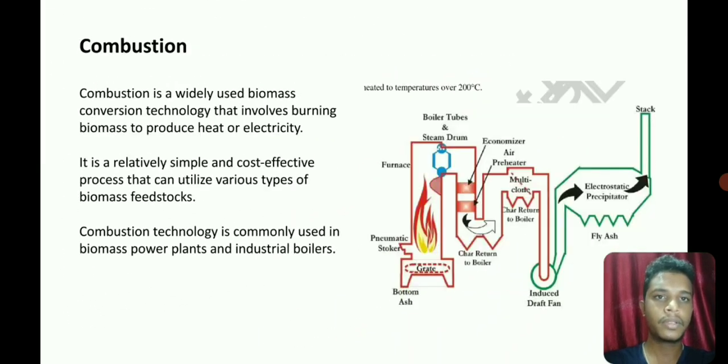And the combustion is a widely used biomass conversion technology that involves burning biomass to produce heat or electricity. It is a relatively simple and cost efficient process that can utilize various types of biomass feedstocks.